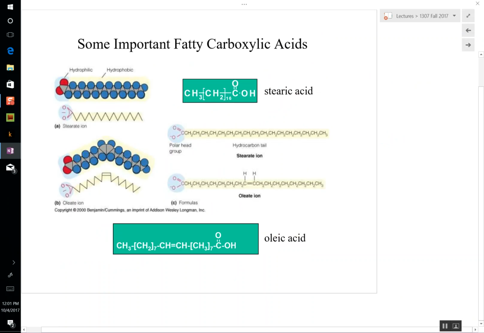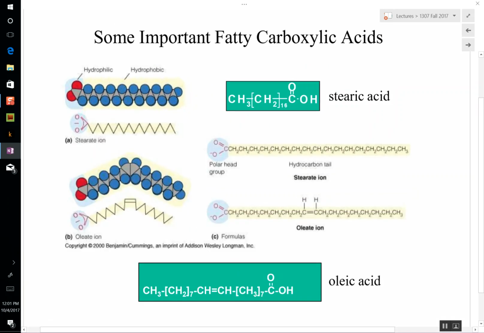All right, here is stearic. Let's see if I can make that a little bit bigger. Just notice here, that's a 16. So we got 16 of these CH2 groups. We got a methyl. We got a carboxyl group. So there's 16, 17, 18 carbons. Stearic acid has 18 carbons.